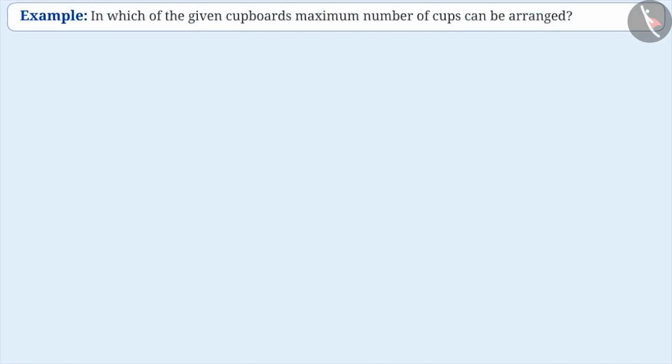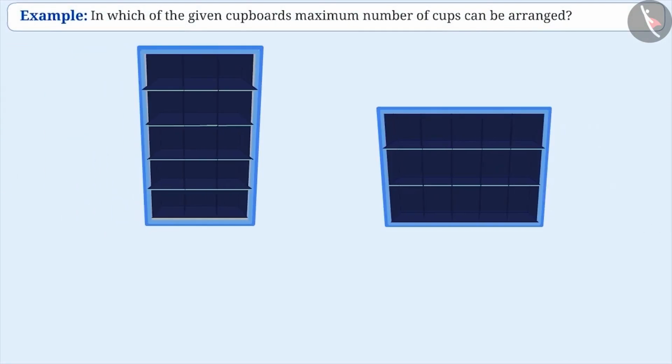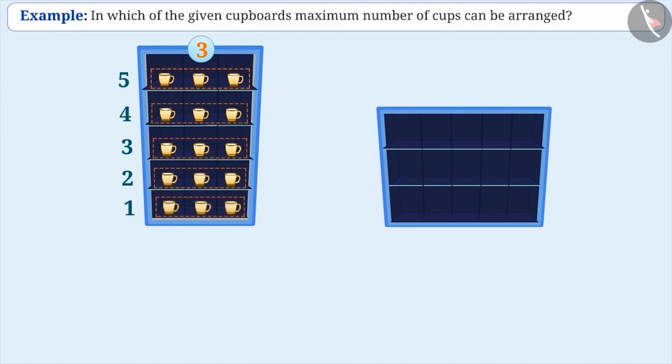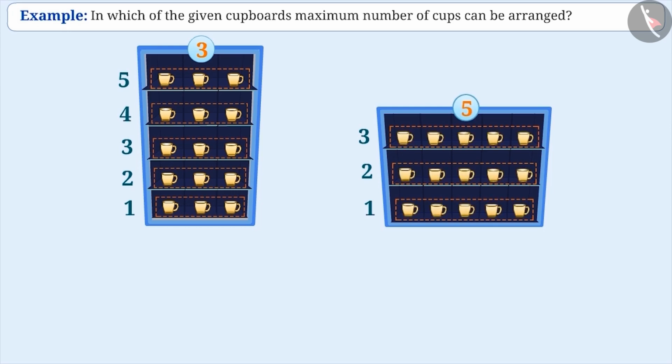Next example. There are 2 cupboards. There are 5 rows in first cupboard and in each row only 3 cups can be arranged. In the second cupboard, there are 3 rows and in each row only 5 cups can be arranged. Can you tell which cupboard will have the maximum number of cups?